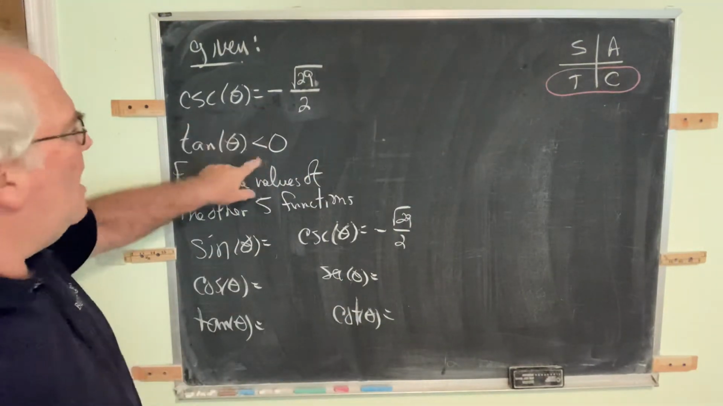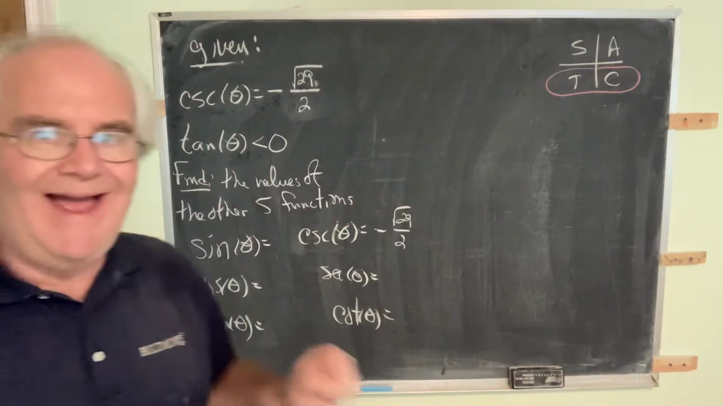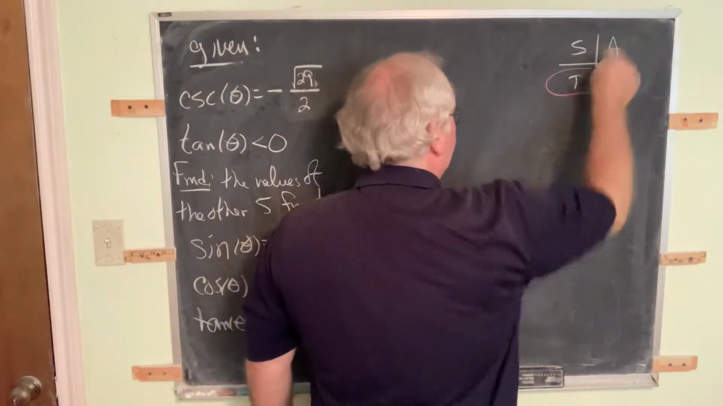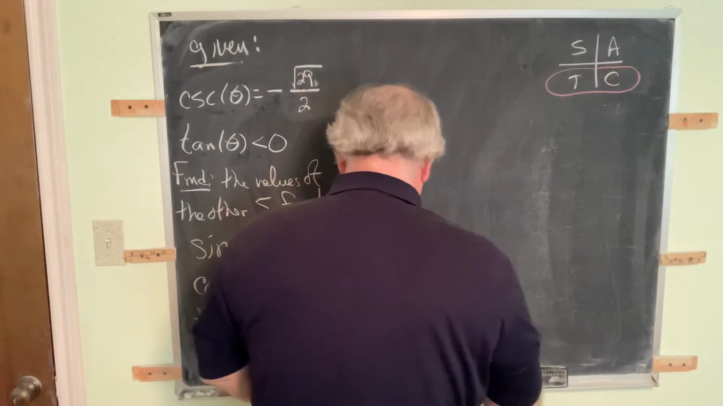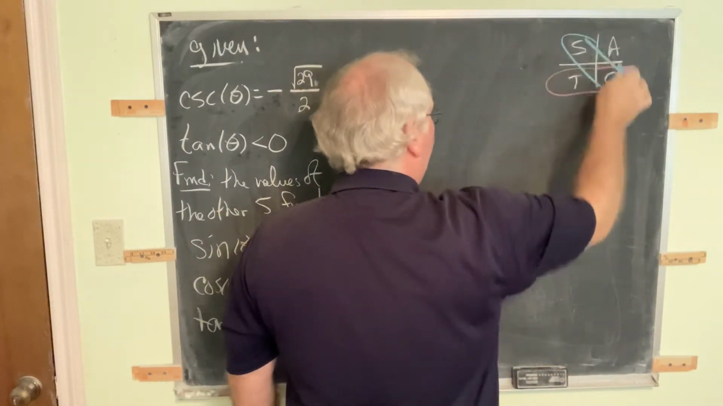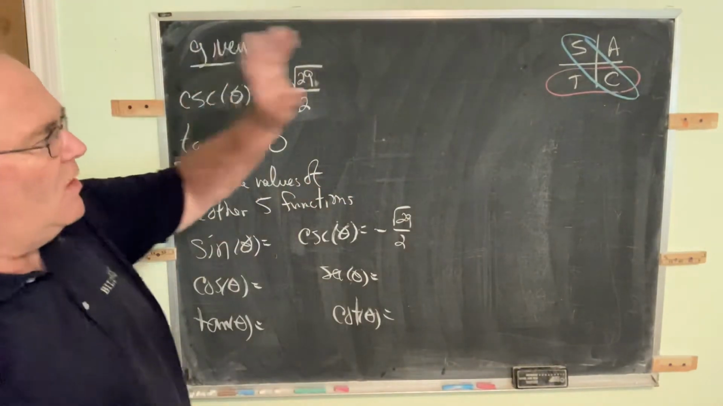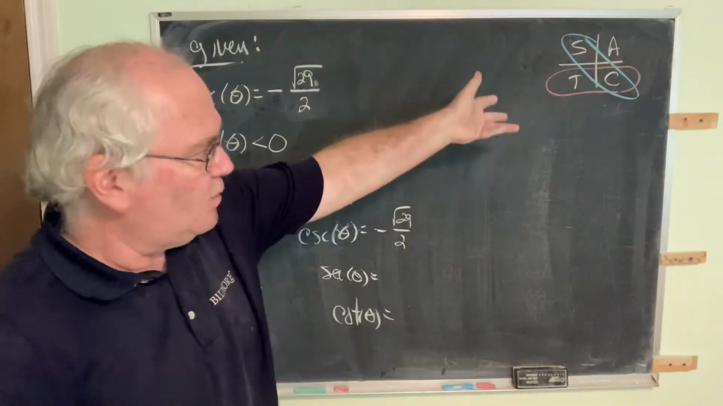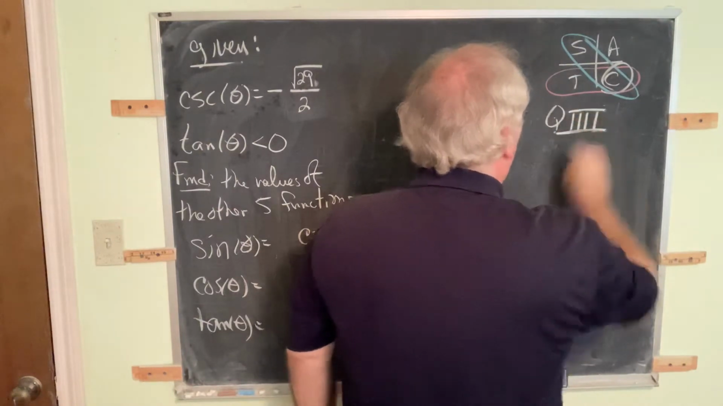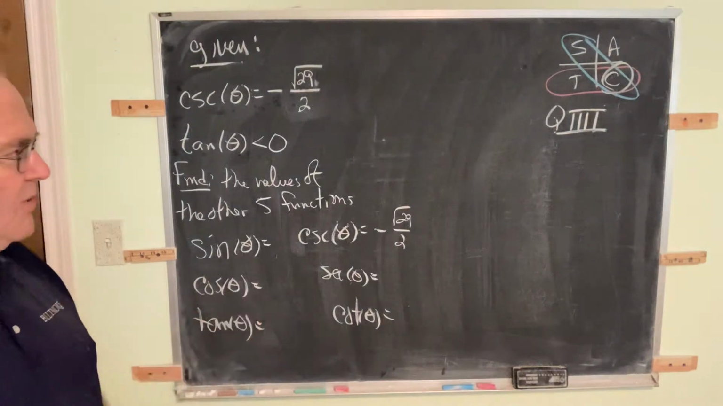But we also know that tangent is less than 0. Tangent is negative. Well, tangent is positive in 1 and 3, therefore tangent must be negative in 2 and 4. And we want both of those to take effect. What is the only quadrant where both of those take effect? It's where they intersect. We're in quadrant 4. So that's the procedure: identify the quadrant. The rest of this falls in pretty straightforwardly.